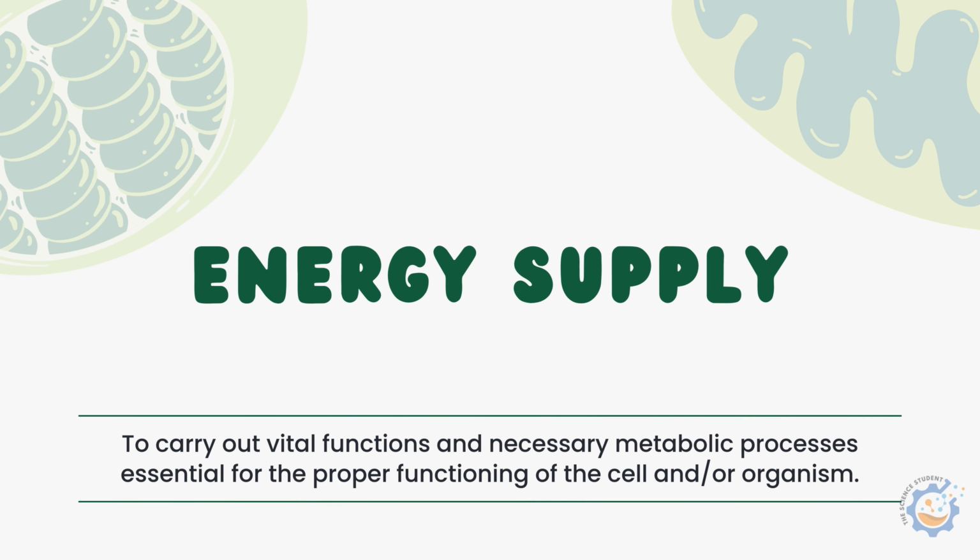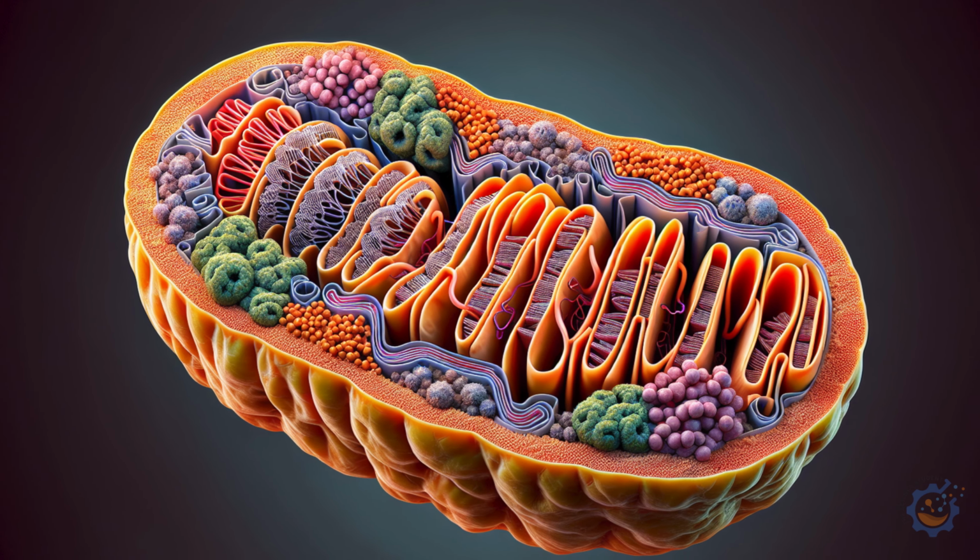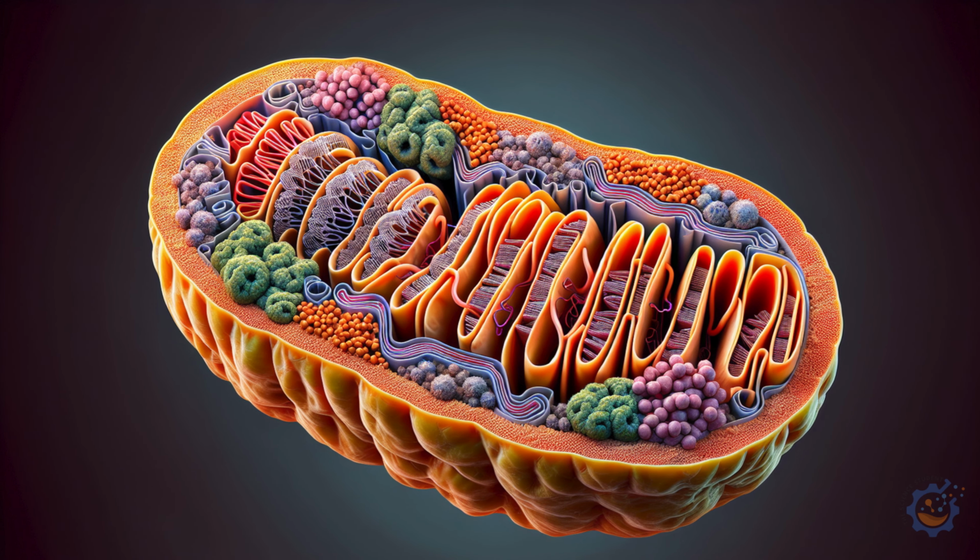Next is mitochondria, that are essential organelles present in eukaryotic animal and plant cells. They are primarily responsible for energy generation through the process of cellular respiration, which results in the production of ATP, the energy currency of the cell. The structure of mitochondria includes a double membrane, which is crucial for organizing various stages of the respiratory chain.